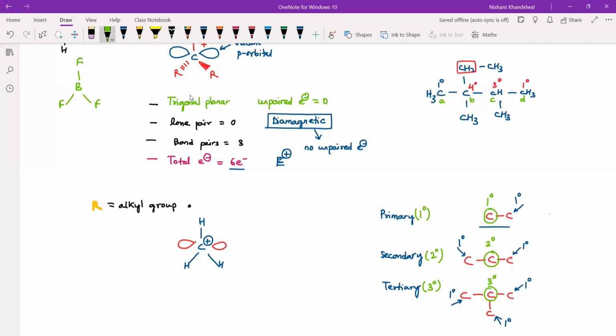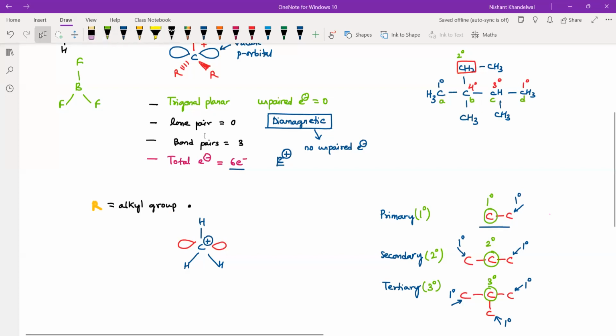And what about this one? This one is secondary. Yes, two carbons. This is attached to one carbon here and one carbon down here. So only two carbons are attached, so this is secondary.